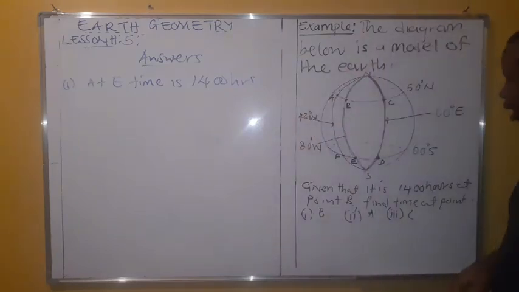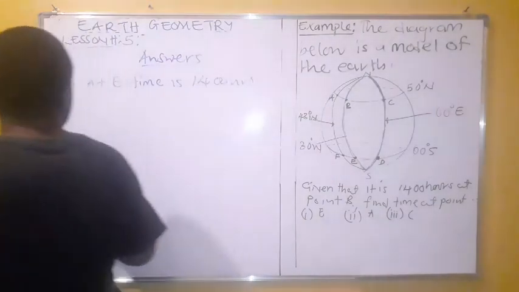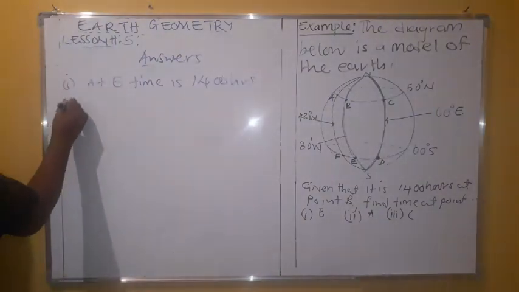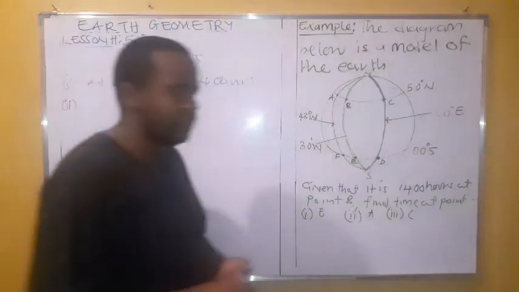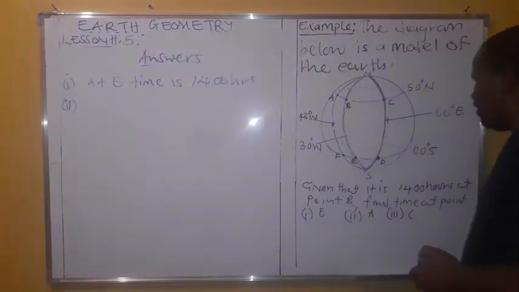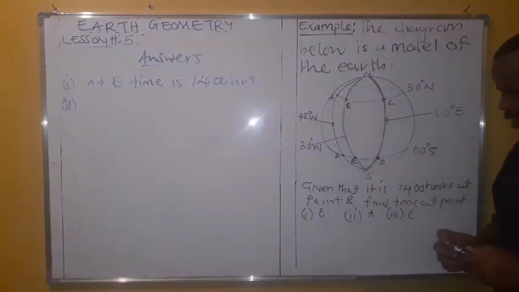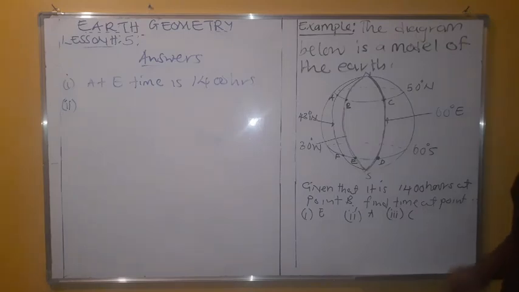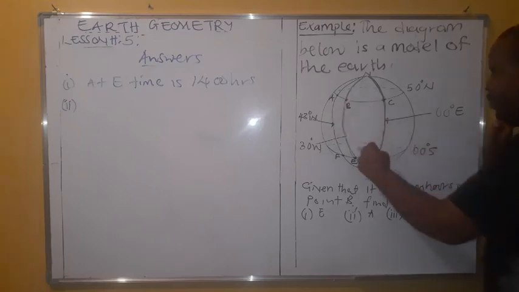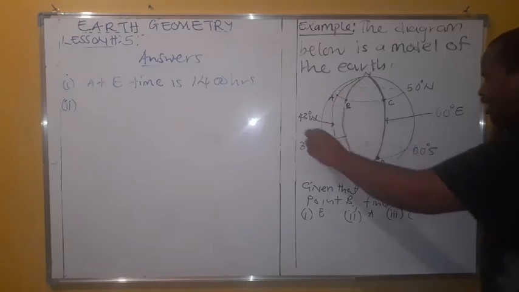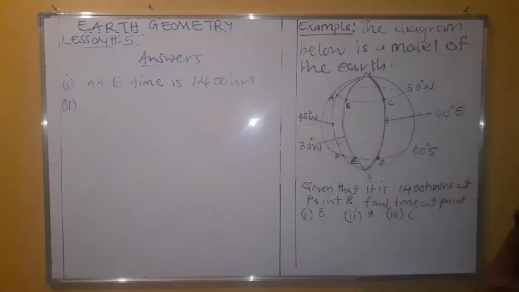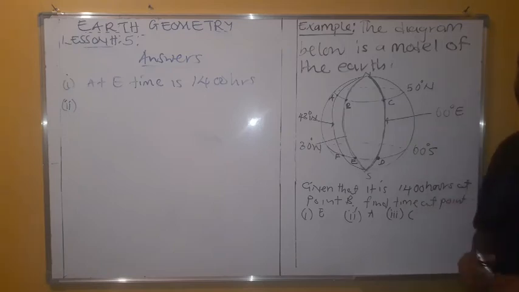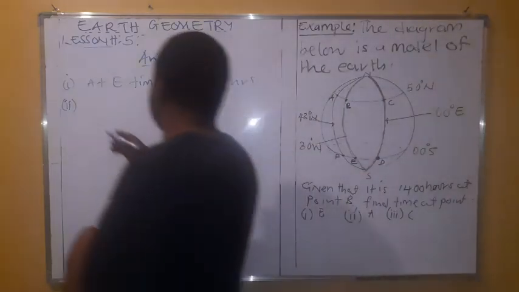Then Roman numeral 2. Find the time at A. You look at A. So you compare point A and point B. Is there a difference in longitude between point A and B? Yes. The longitude for B is 30 degrees west. The longitude for A is 43 degrees west. So there's a difference in longitude. So you must find the difference in longitude, then find the difference in time. So now, the difference in longitude.